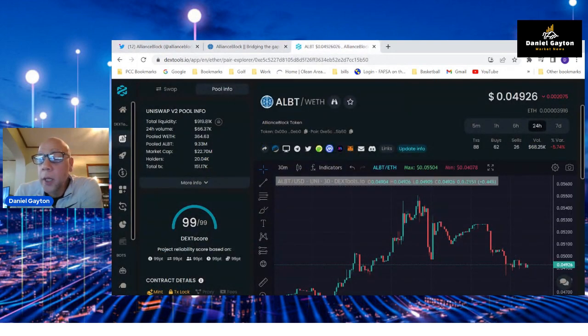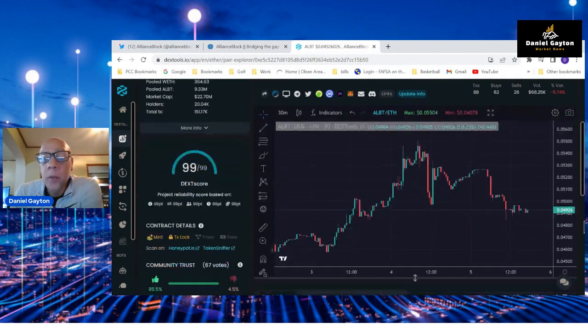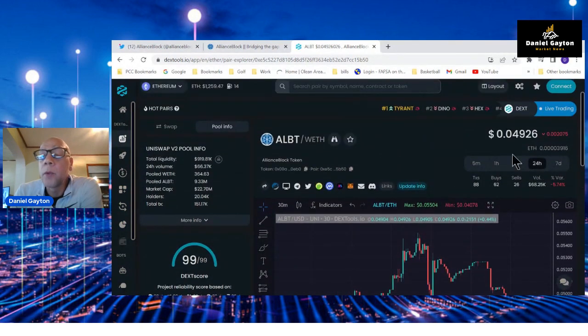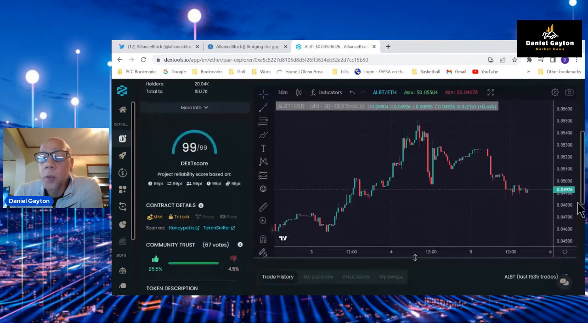Let's get into some price action here, guys. You look at it right now, I believe it's sitting right around 4 cents. Yeah, about 4 cents there. It busted 5 cents earlier today. So it's not extremely expensive.